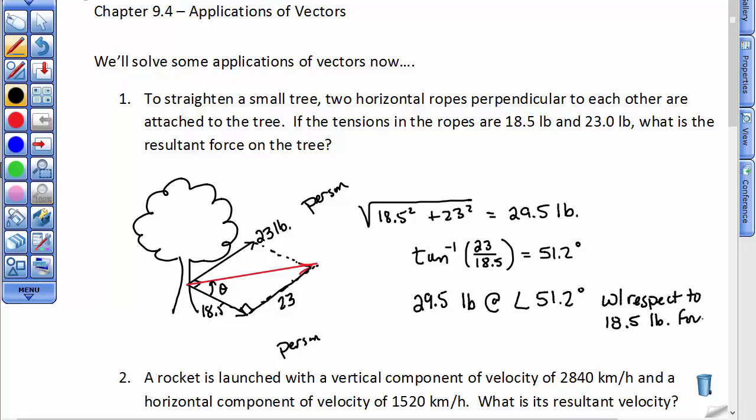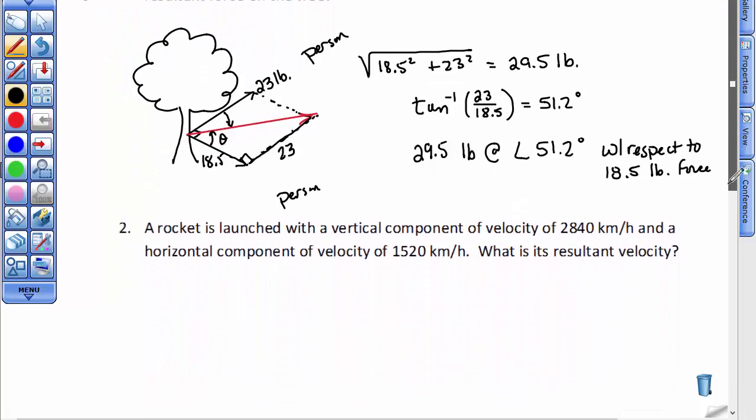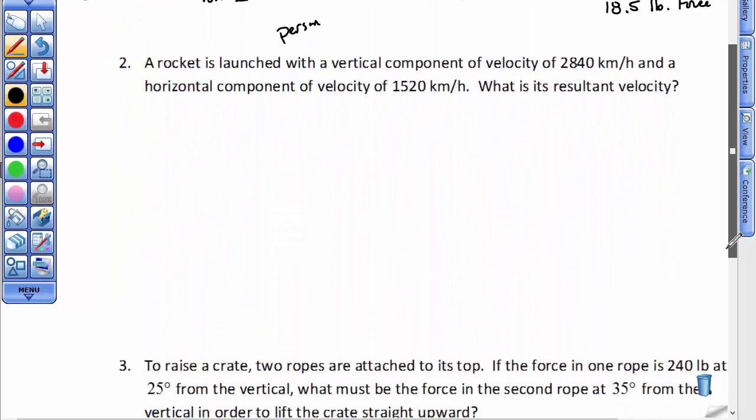Now, you could find out what the size of this angle is too, and if that other one's 51, then this angle right here is 90 minus 51, so 38.8, I believe, and you could say 38.8 with respect to the 23 pound pull. Either way. So a simple one because they're perpendicular. And that's true for this one too.